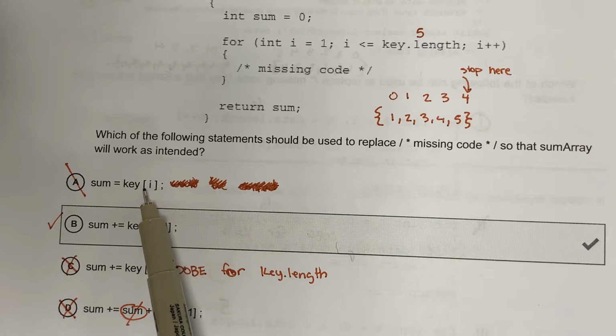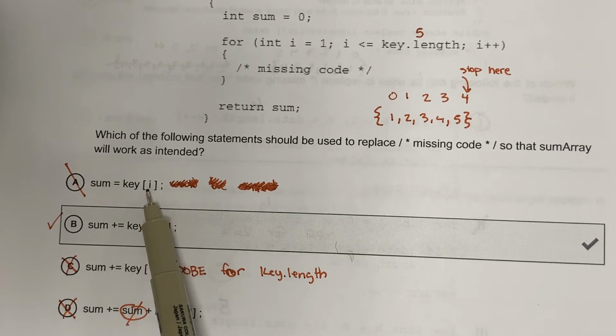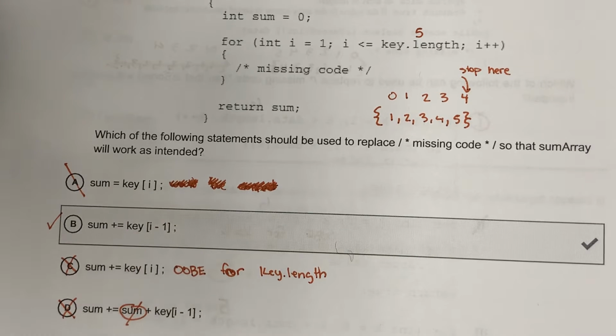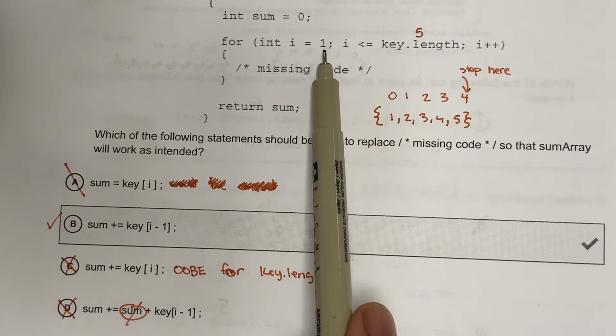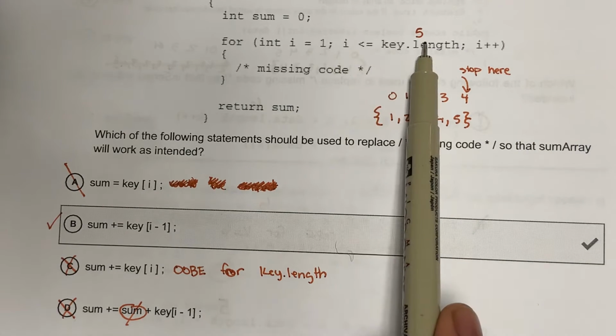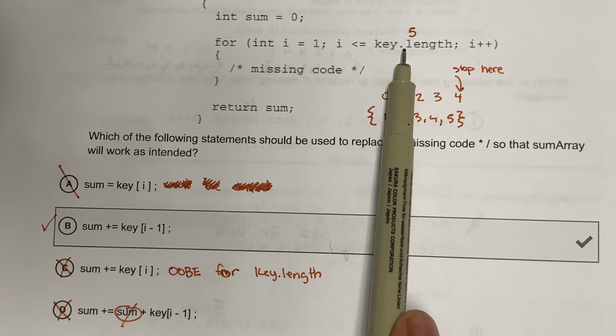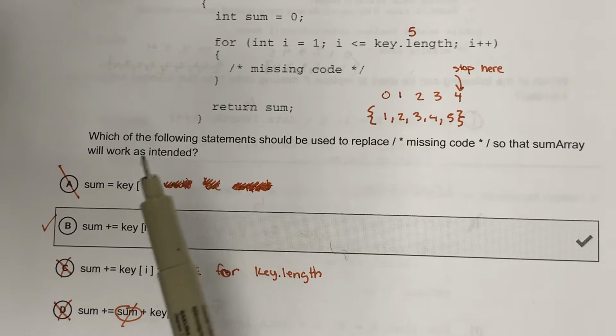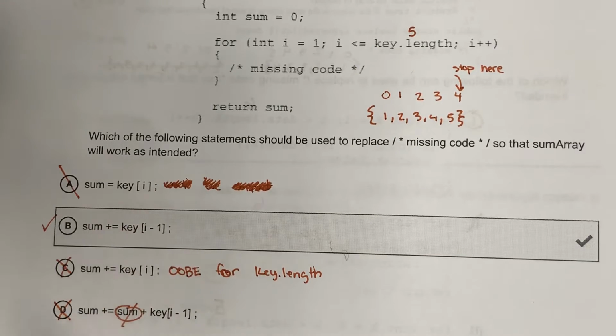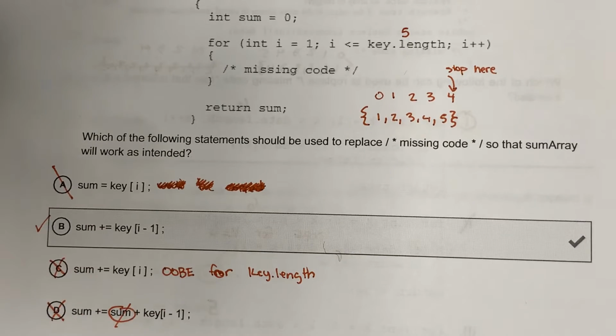And also key 0 is not accessible and key 5 is accessible, which would result in an out of bounds exception. Because if our loop starts at 1 and ends at 5, if you access the actual length value of the array, you're always going to get an out of bounds error. So that alone will make A and E incorrect. Both of them present out of bounds exceptions.